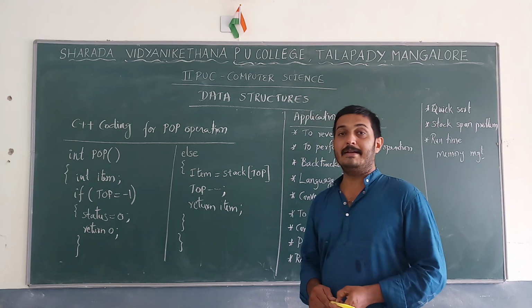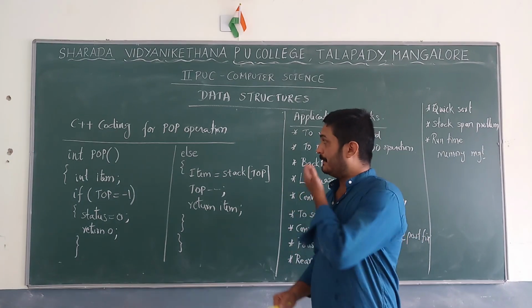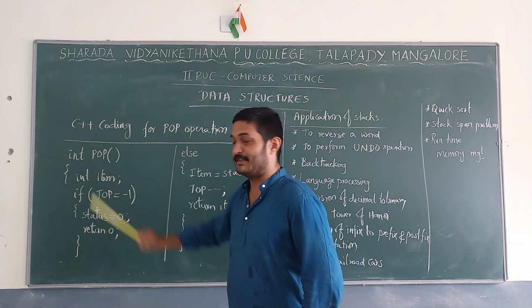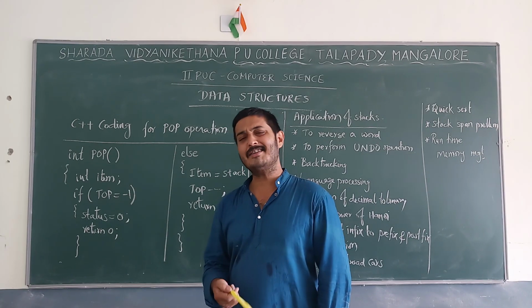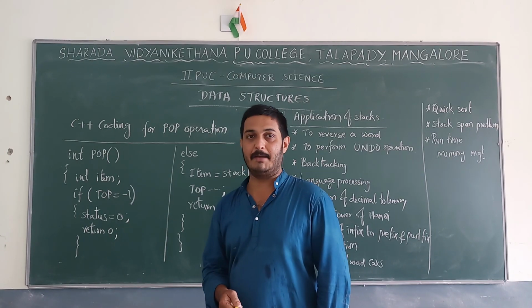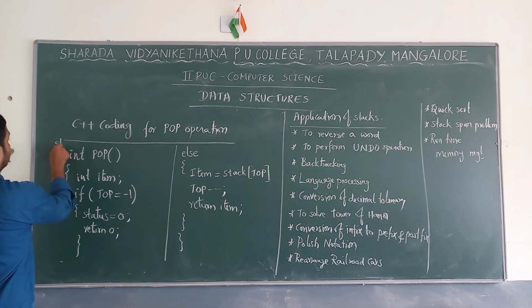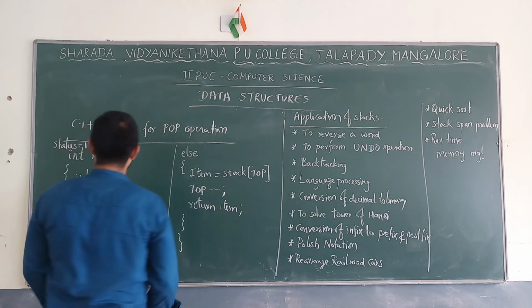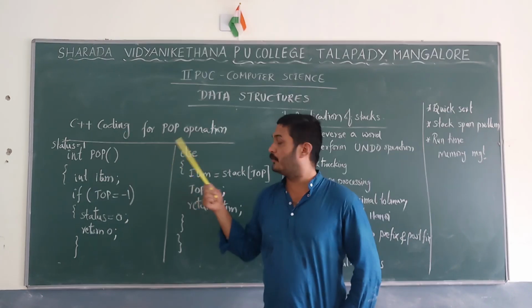Next, how to implement the pop operation in C++. Here is the C++ code for the pop operation. Before implementing it, we need to specify one variable, just like a binary variable. It's not a binary variable, but we are using it as one. Here we first take status equal to 1.